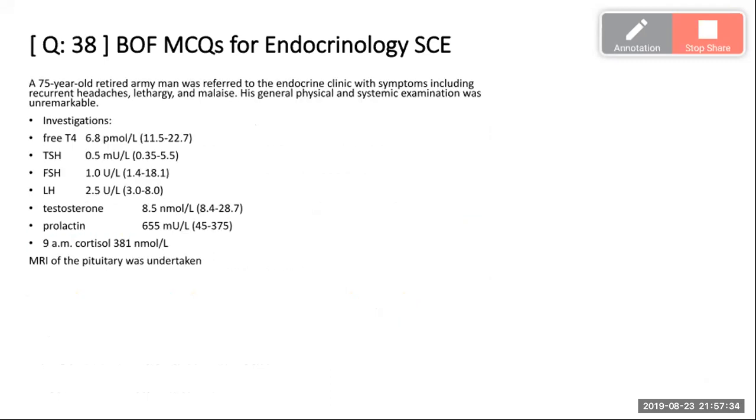Another question: a 75-year-old retired army man was referred to the endocrine clinic with symptoms including recurrent headaches, lethargy, and malaise. His general physical and systemic examination was unremarkable. Investigations: free T4 low, TSH low normal, central hypothyroidism, FSH and LH low, testosterone low normal, prolactin slightly elevated, 9 AM cortisol 380 normal. MRI of the pituitary was taken.